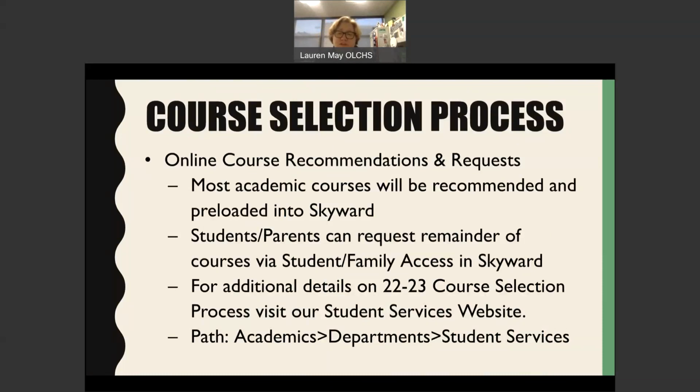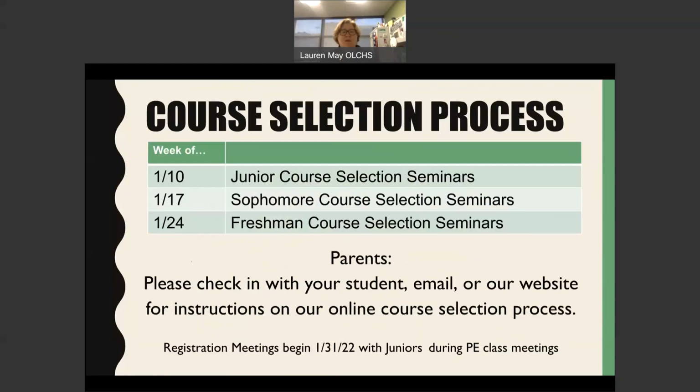So for additional details on that course selection process, go ahead and visit the student services website. Under academics, go to departments and student services, and you will find a wealth of information about how students will actually be picking classes for next year. And that's all through this month and all the way through the spring. We have some course selection seminars which happen during the school day with each level of student, and then those actual individual registration meetings will begin at the end of this month and continue through February. So we've got some time here to review all of our options, to sit down as a family and talk about what students are going to be taking next year.